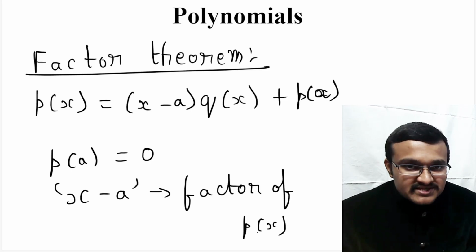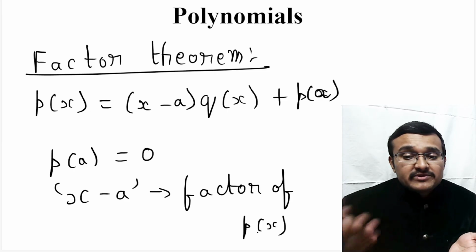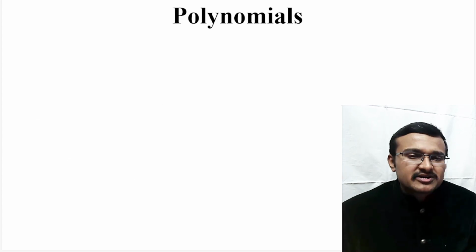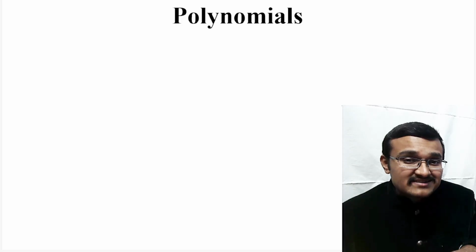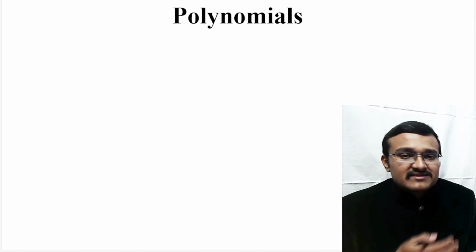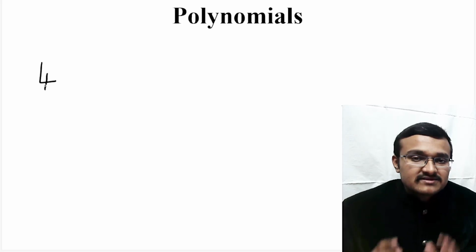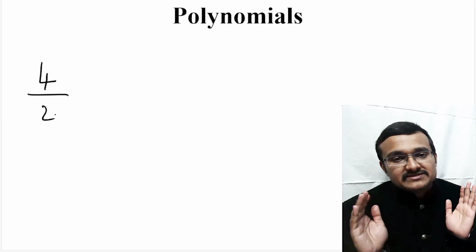This might be confusing you. How can x minus a become a factor when p of a is equal to 0? So let me explain that using a particular number. Before going into polynomials, if you try to understand this using numbers, then you can understand similarly for the polynomials as well. Now let me take 4 as the dividend and let me take 2 as the divisor.